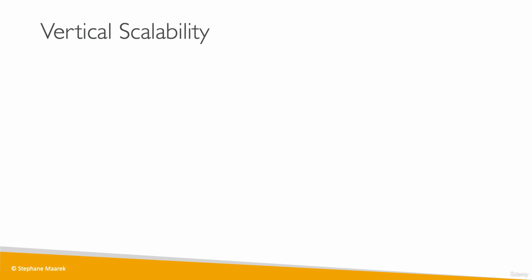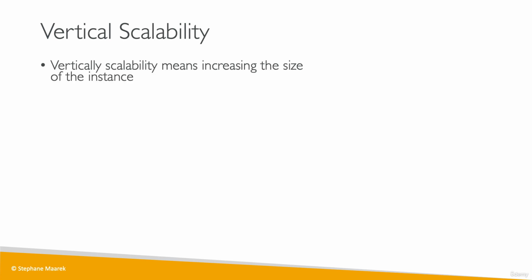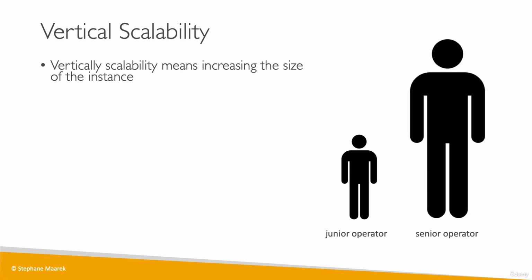So let's talk about vertical scalability. Vertical scalability means that you need to increase the size of your instance. So let's take a phone operator, for example. We have a junior operator and we just hired him. He's great, but he can only take 5 calls per minute. Now we have a senior operator and he's much greater. He can take up to 10 calls per minute. So we've basically scaled up our junior operator into a senior operator and he's faster and better. This is vertical scalability. As you can see, it goes up.